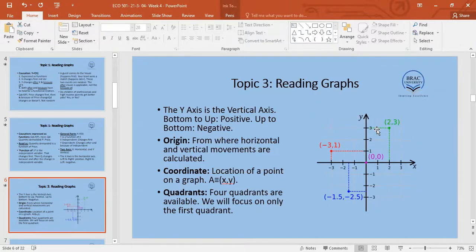In economics, we are only interested in the first quadrant. I think everybody understands that, right? Because other than the first quadrant, in all other three quadrants, at least one of the variables is negative. We can observe price falling, but we don't observe a negative price. We can observe quantity falling, but we never observe a negative quantity. That's why in economics, we are only interested in the first quadrant.